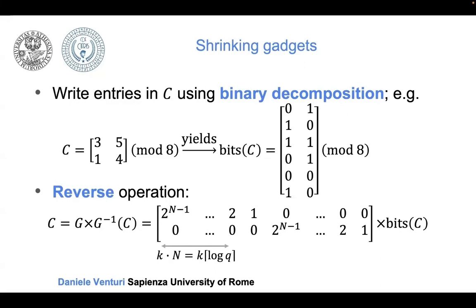This matrix is usually called G, and because this is the inverse operation of the binary decomposition, abusing notation, the binary decomposition is called G inverse. But it's not the inverse of the matrix. It's just a compact way to remember that if you do G times G inverse of C, you get C. So G inverse is actually the binary decomposition.